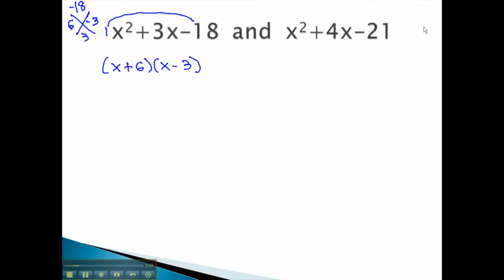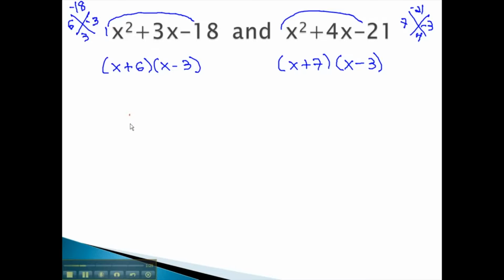For the other polynomial, using the AC method, we multiply to negative 21 and add to 4. This is done with 7 and 3 if the 3 is negative. This means we have x plus 7 and x minus 3.